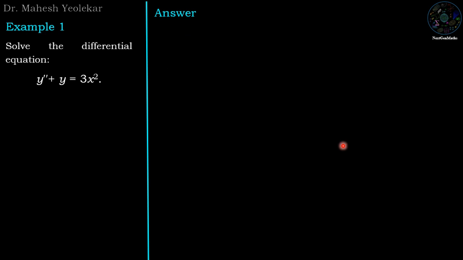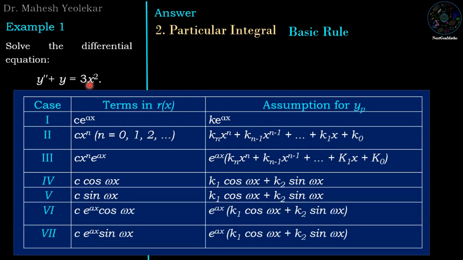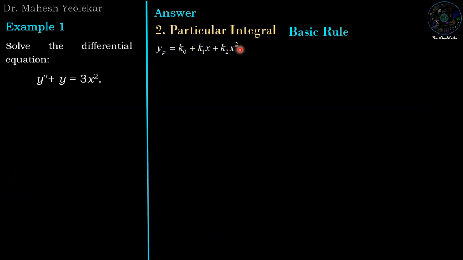Now the particular integral, and to find it we are going to use the method of undetermined coefficients. First we have to assume yp using the basic rule. Here the right-hand side is x^2, so for x^n the corresponding assumption is k_n x^n + k_(n-1) x^(n-1) + ... + k_1 x + k_0. Here n = 2, so our assumption is k_0 + k_1 x + k_2 x^2. Now we want to find k_0, k_1 and k_2.